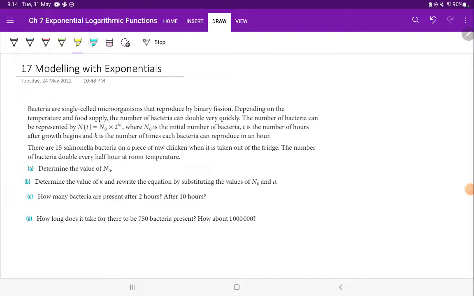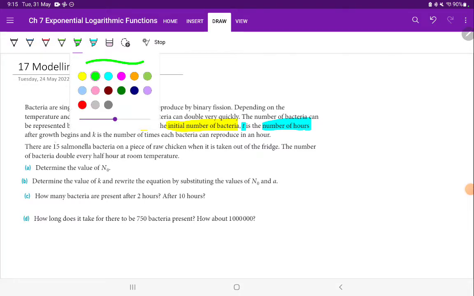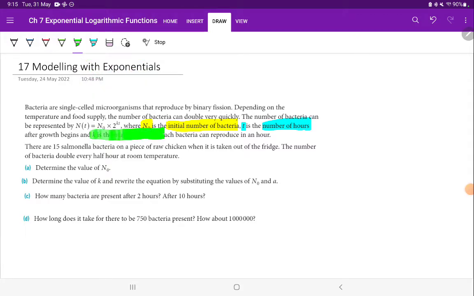Let's have a look at it. Bacteria are a single-celled microorganism that reproduce by binary fission. Depending on the temperature and the food supply, the number of bacteria can double very quickly. The number of bacteria can be represented by N(t), a function of t, equals N naught times 2 to the kt, where N naught is the initial number of bacteria, t is the number of hours after the growth begins, k is the number of times each bacteria can reproduce in an hour.